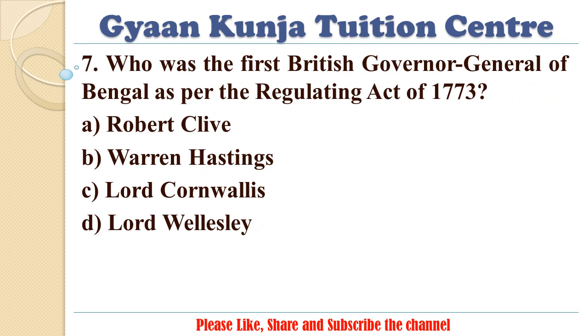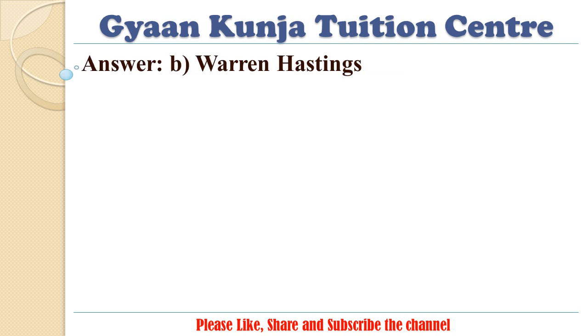Next, 7. Who was the first British Governor-General of Bengal as per the Regulating Act of 1773? A. Robert Clive. B. Warren Hastings. C. Lord Cornwallis. D. Lord Wellesley. Answer B. Warren Hastings.